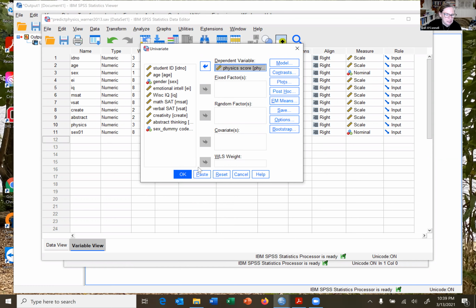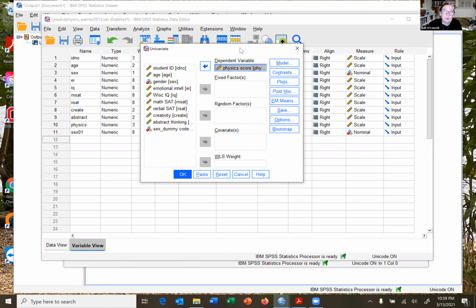I think my screens might look a little different from yours now because I added an extension and it changed how my SPSS looked. So don't be alarmed that my screen might look a little different than what yours do.